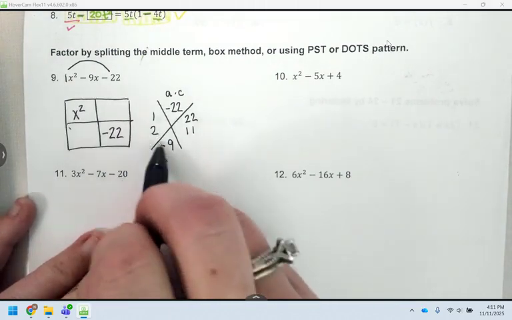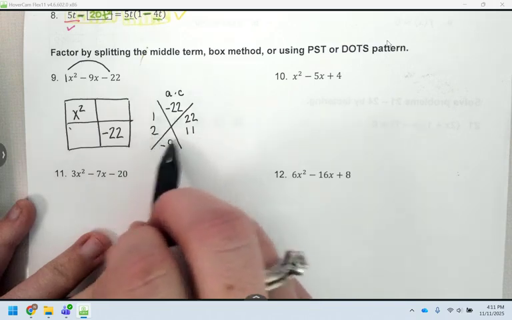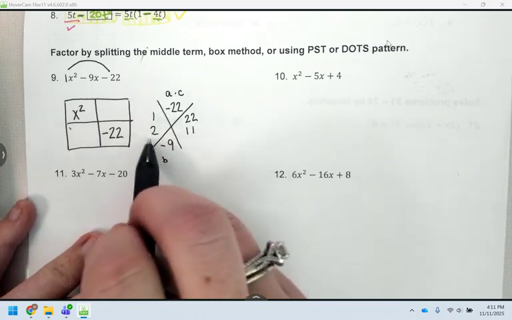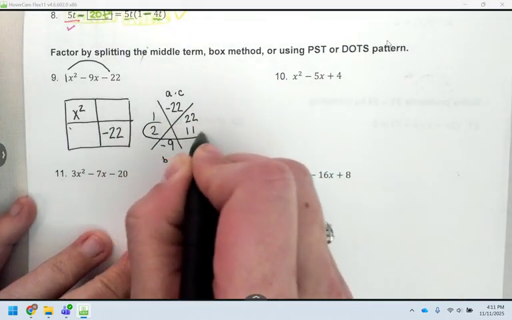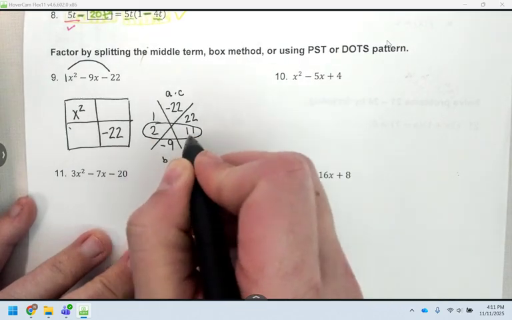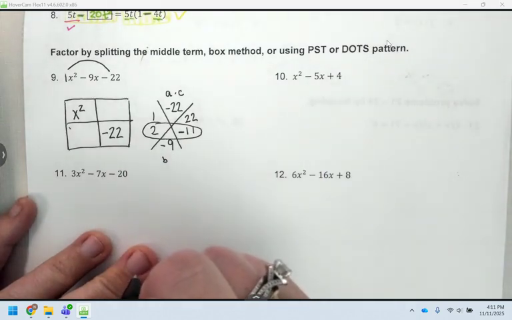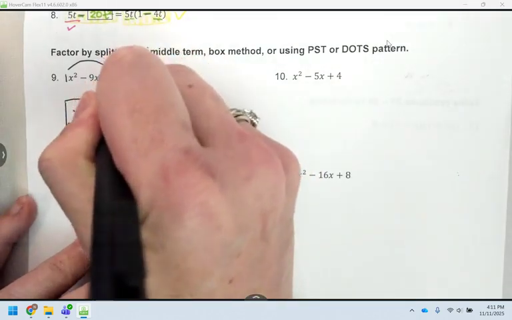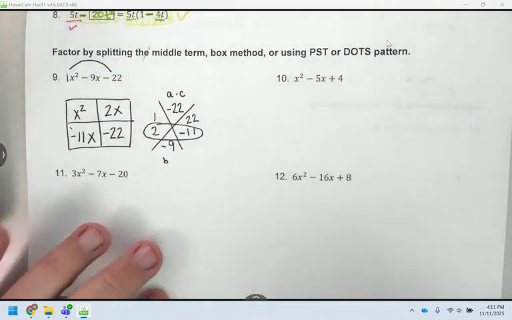Okay, how would I get a negative 9 out of those? Well, I know that the difference of the two is going to give me a 9. But I want it to be a negative 9, so the bigger number needs to be negative. I'm going to put this 2x here, negative 11x here.